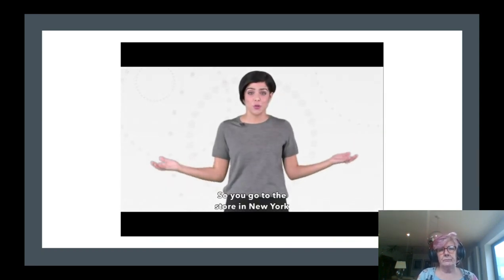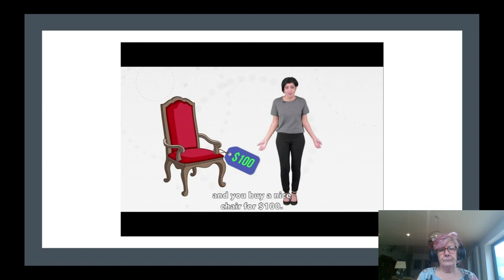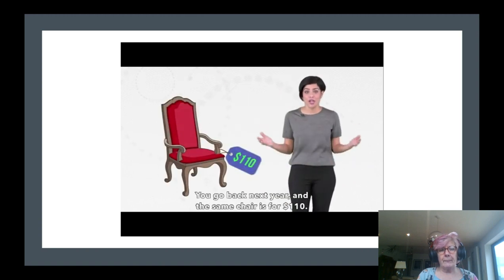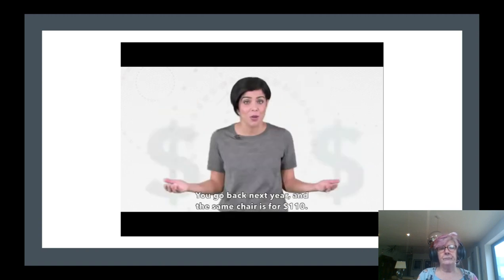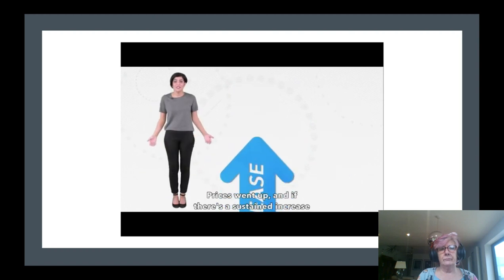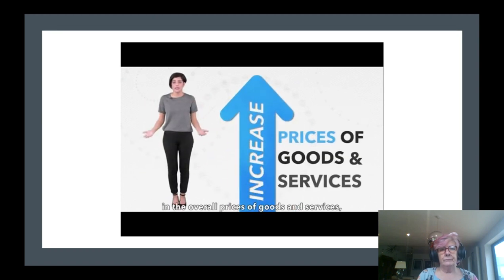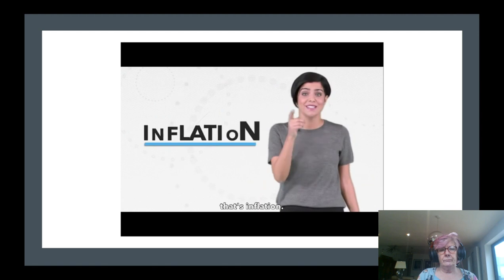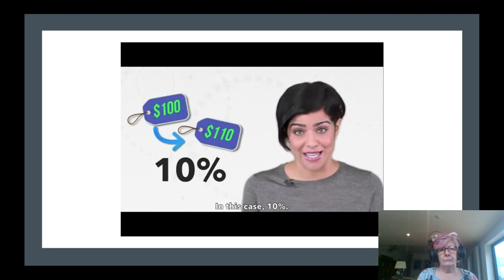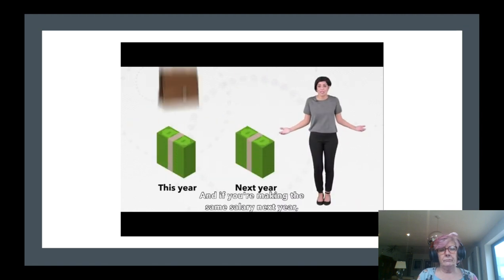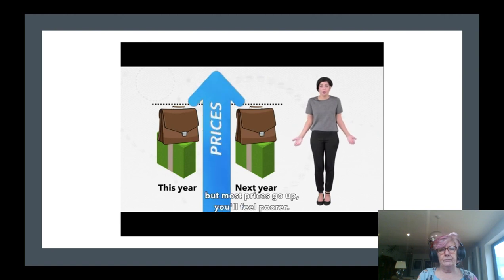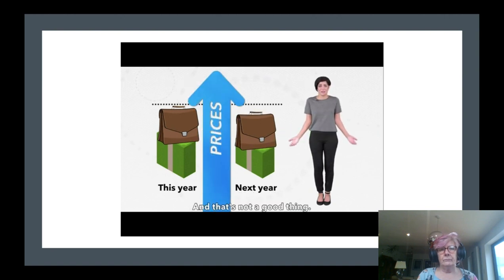So you go to the store in New York and you buy a nice chair for $100. You go back next year and the same chair is $110. Prices went up. And if there's a sustained increase in the overall prices of goods and services, that's inflation. In this case, 10%. And if you're making the same salary next year, but most prices go up, you'll feel poorer. And that's not a good thing.